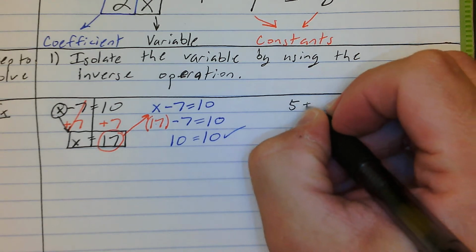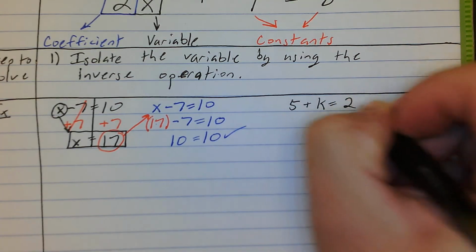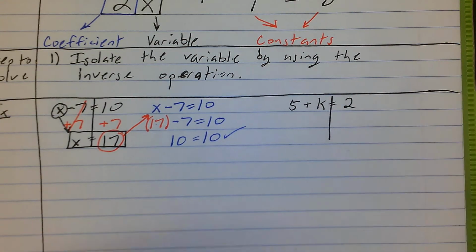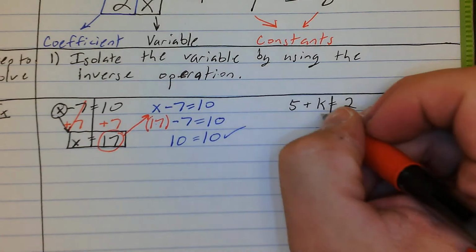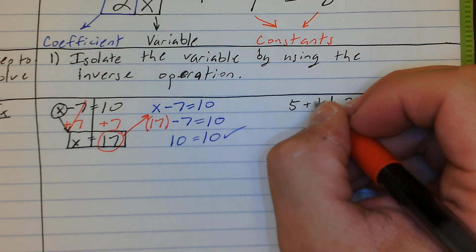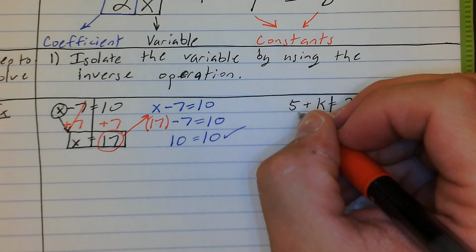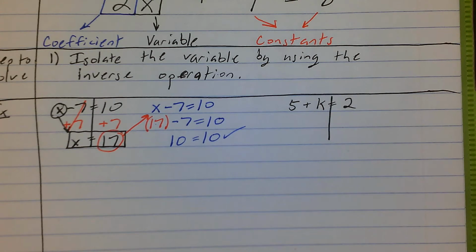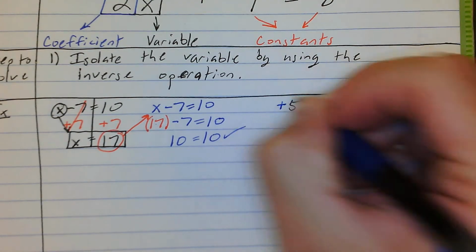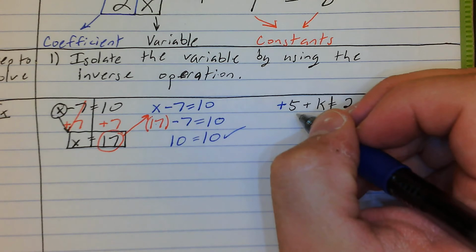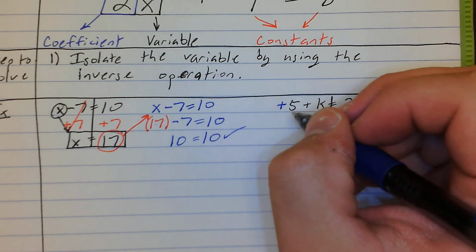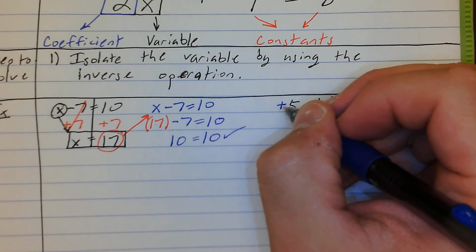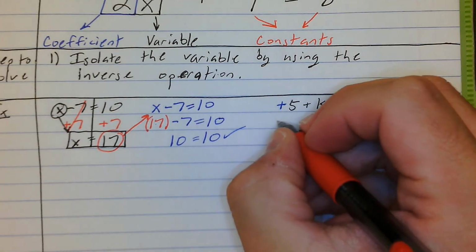So next problem, I have 5 plus k equals 2. First thing, draw my wall. Now, the variable I'm solving for is k, which means I need to get rid of this 5. This may be 5 plus k, but you have to remember that this 5 is also positive. That's positive 5, not negative 5. So in order to get rid of the positive 5, I'm going to do the inverse operation of positive 5, which would be negative 5.